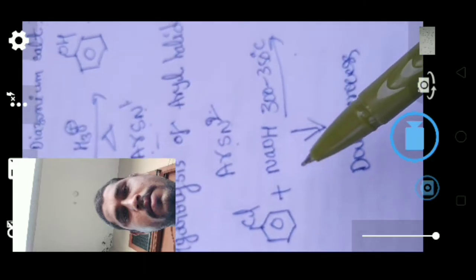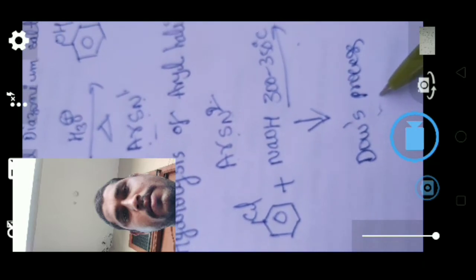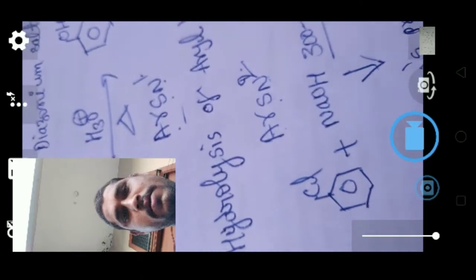The second one is hydrolysis of aryl halides, which proceeds via aromatic bimolecular nucleophilic substitution reaction. Chlorobenzene reacts with sodium hydroxide at 350 degrees centigrade to give phenol. The preparation of phenol from this method is known as Dow's process. The third one is alkali fusion of aryl sulfonic acid.